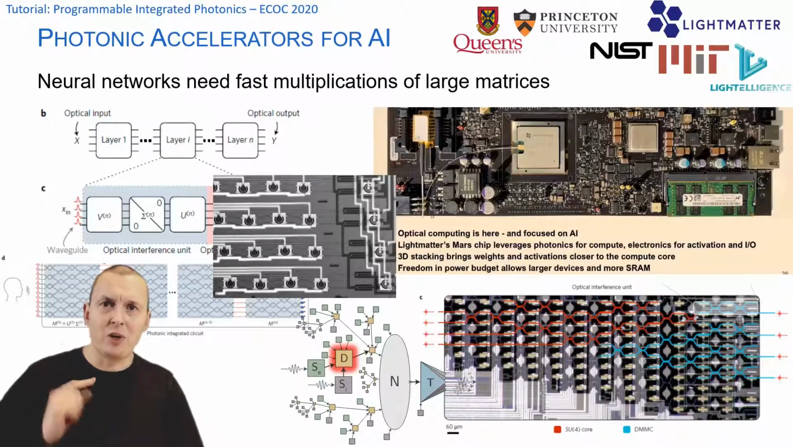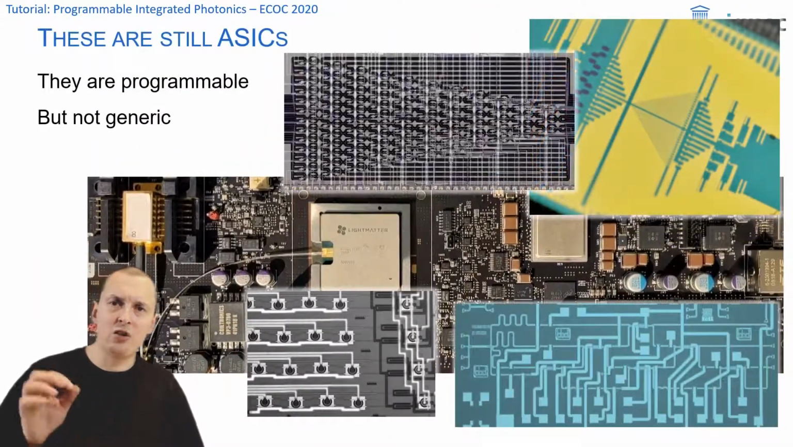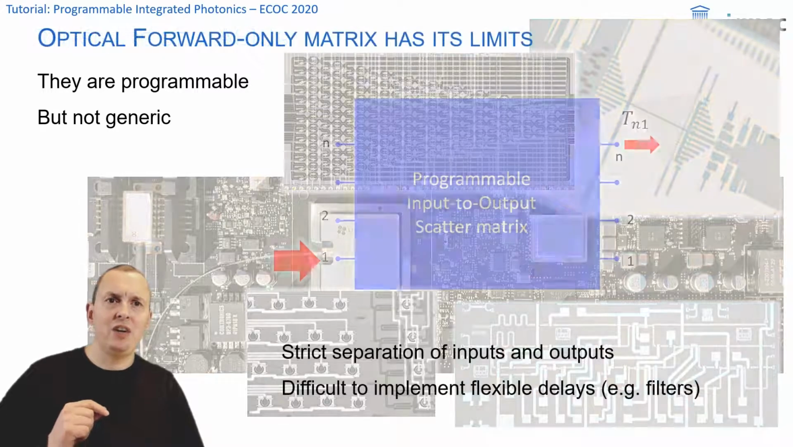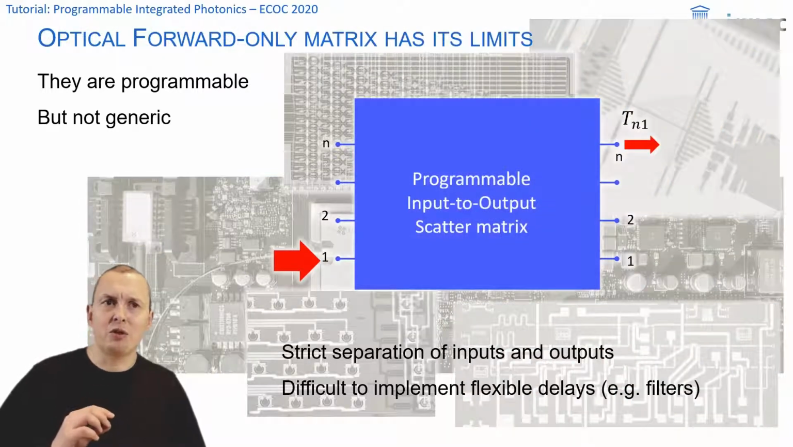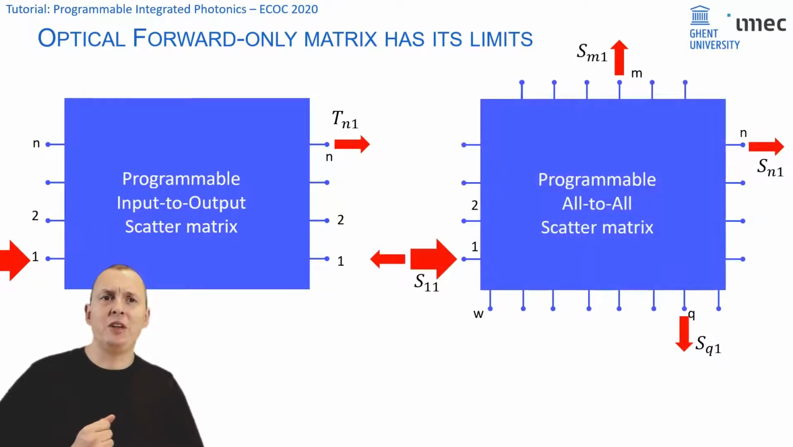However, while these circuits are all nicely programmable and quite flexible in their functionality, they are always designed for one particular purpose, doing these multiply accumulate operations. So they are programmable, but they're not generic. They're still application specific circuits. If we want to build a really generic processor, we need to step away from these forward-only meshes and go to these omnidirectional, like all-to-all scatter matrix.